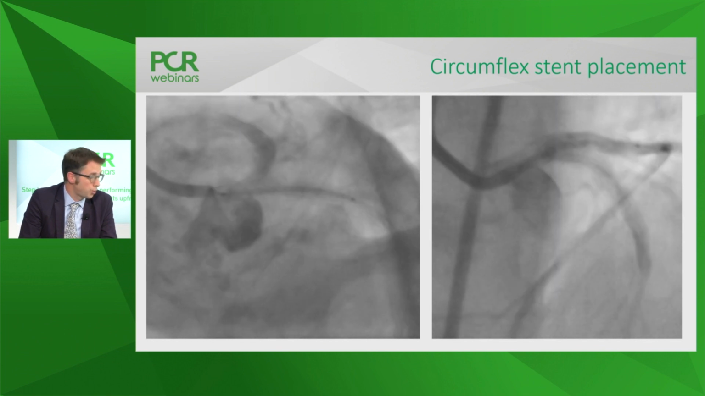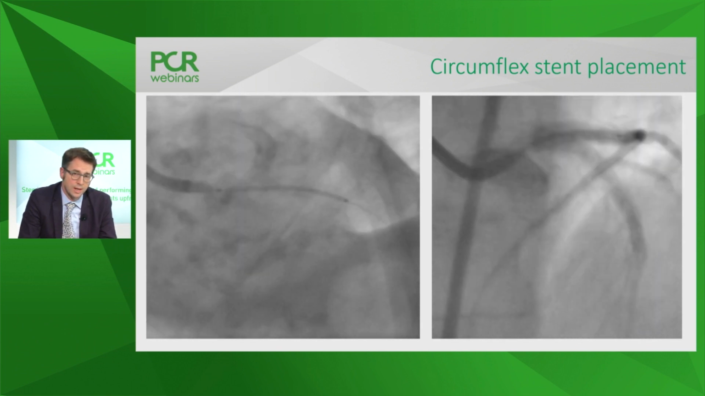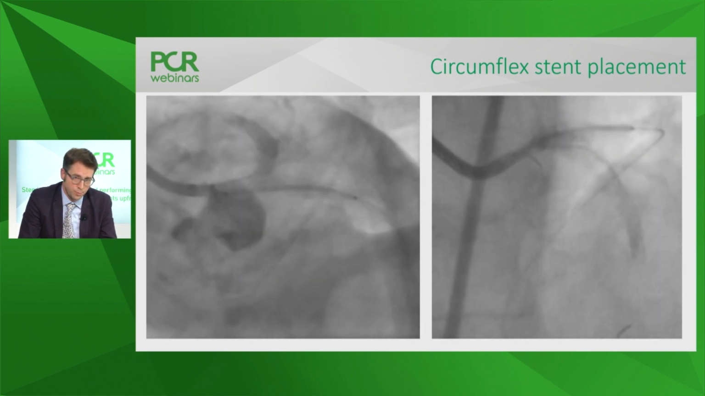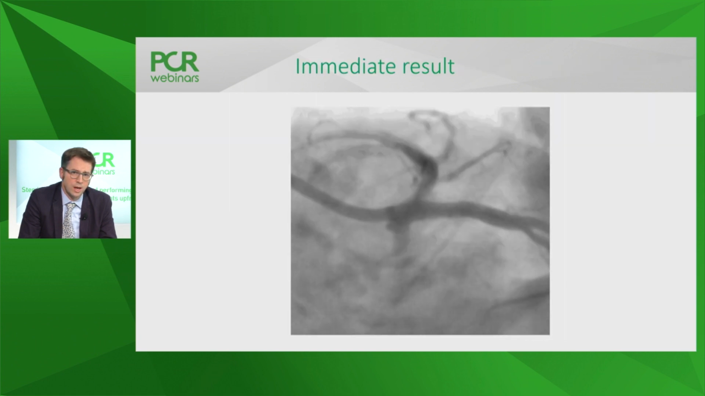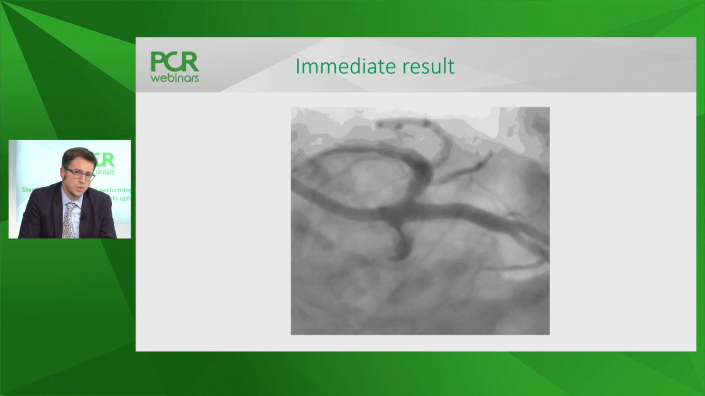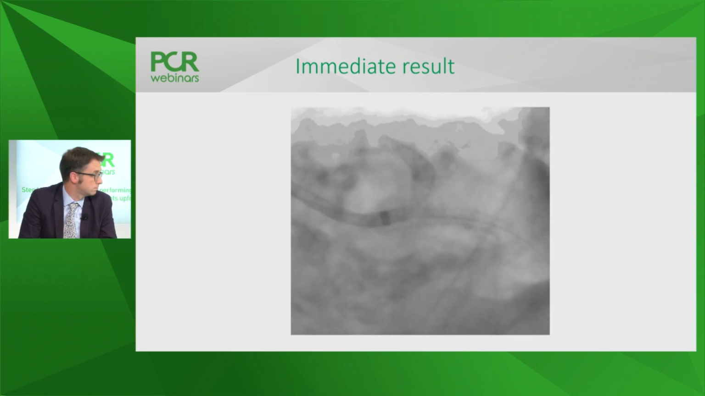So this is then placement of the main vessel stent, from the left main ostium into the proximal portion of the circumflex. And after removing the wire from the LAD. Importantly, removing the wire from the LAD. And here then we see the result having deployed that stent. And angiographically really looks very nice.